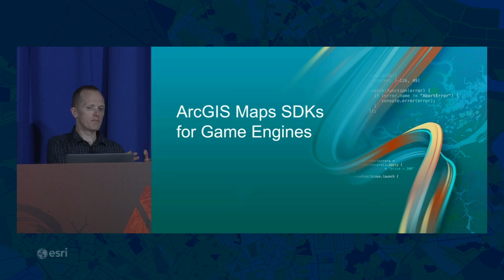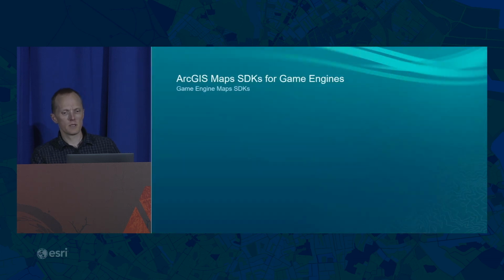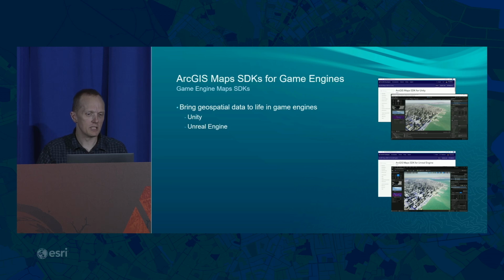So we talked about our native Maps SDKs. Let's move on to take a look at our ArcGIS Maps SDKs for game engines. So we built the Maps SDKs for game engines to bring GIS data into game engines. We target the two industry-leading game engines, Unity and Unreal Engine. So they're designed primarily for you to build immersive 3D GIS experiences. So that's augmented reality applications, mixed reality applications, and virtual reality applications.